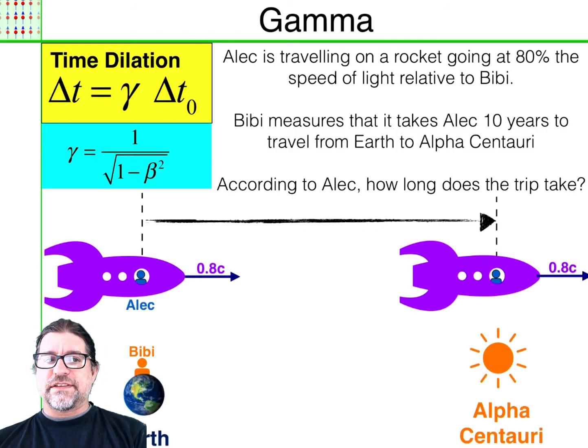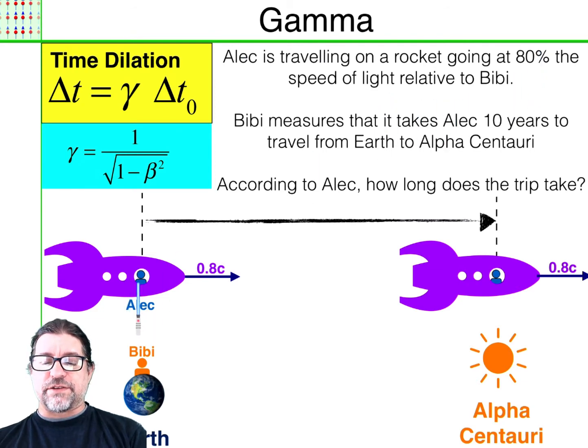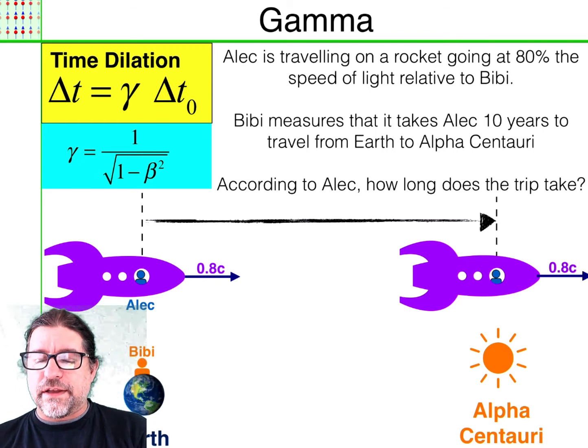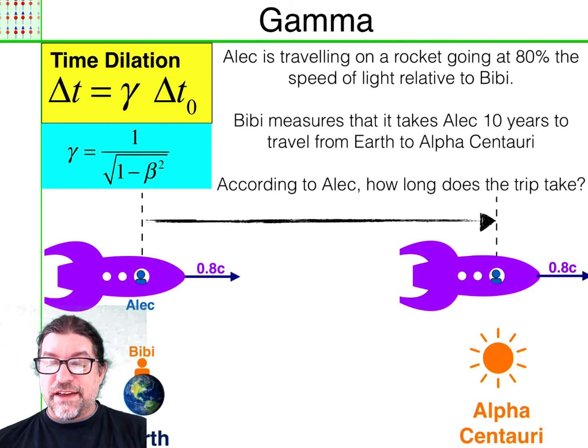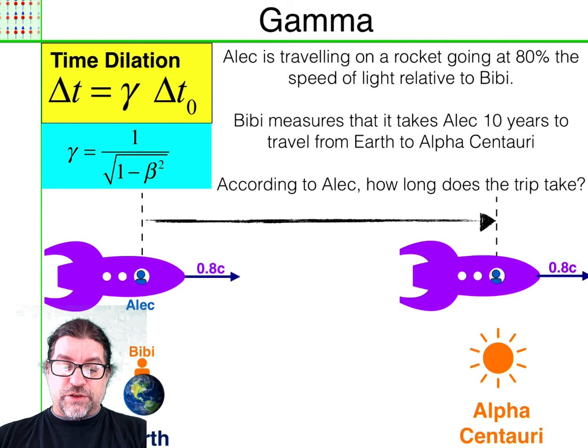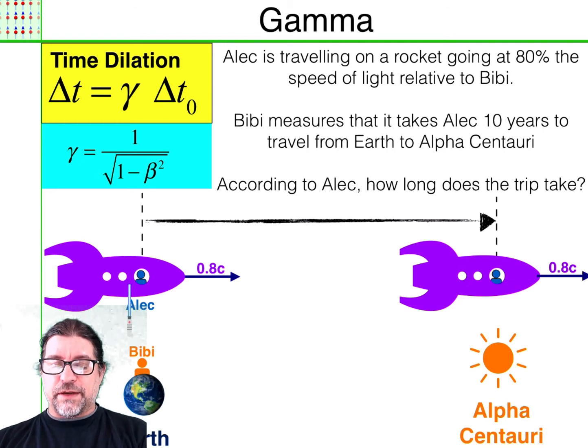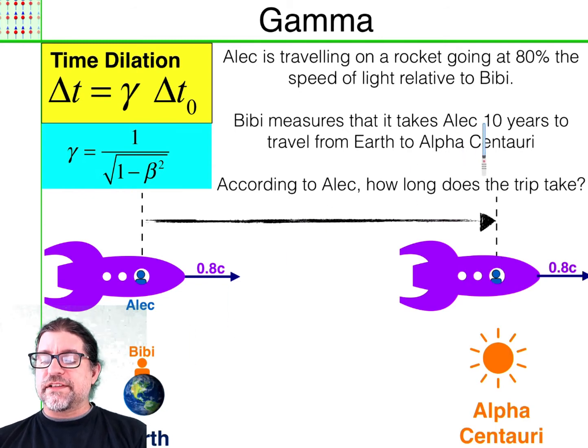So let's start with a simple example here. Alec is traveling on a rocket going at 80% the speed of light. So Alec is going at 0.8c relative to Bibby on Earth. Bibby's just sitting on Earth and watches Alec travel from Earth to Alpha Centauri. And Bibby says, oh, look at that. It took Alec 10 years to get there. Neat. So Bibby measured that it took 10 years.